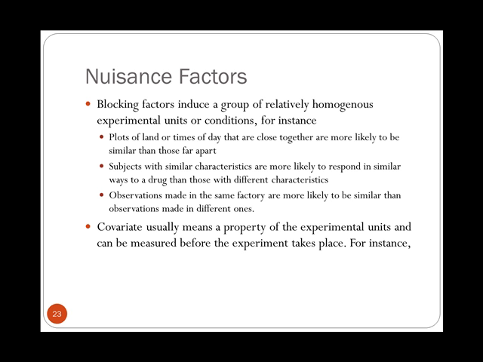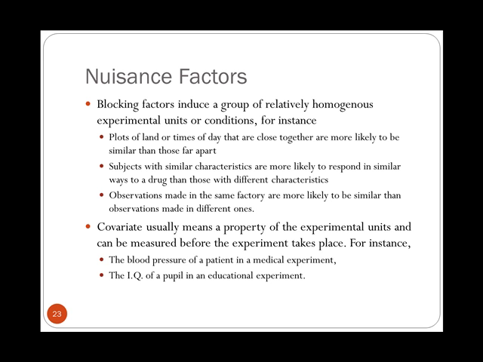Observations made in the same factory are more likely to be similar than observations made in different ones. Covariate usually means a property of the experimental units and can be measured before the experiment takes place. For example, the blood pressure of a patient in a medical experiment, the IQ of a pupil in an educational experiment, the acidity of a plot of land in an agricultural experiment.